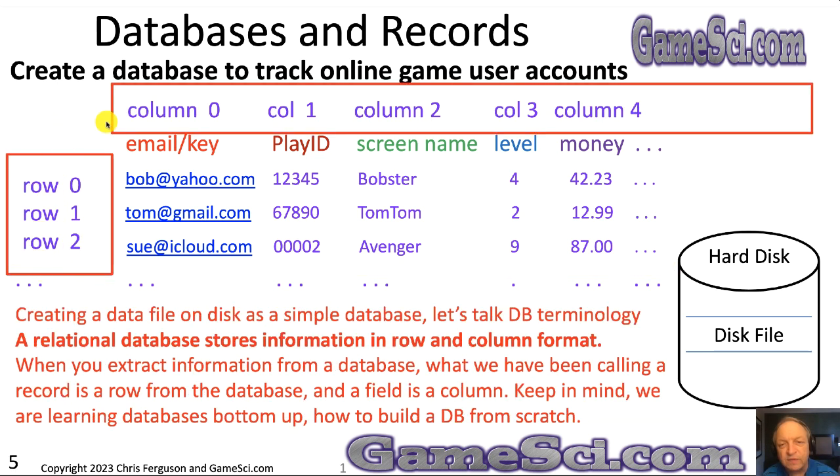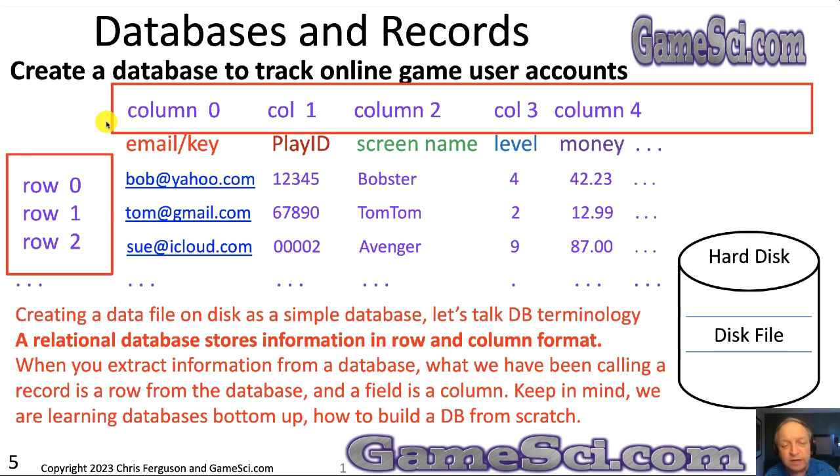Rows and columns. You've got to get familiar with the table format. Creating a data file on disk is a simple database. If you just wrote all your data out to rows and columns in a plain old text file, technically that is a database. But let's talk about DB terminology first. A relational database stores information in row and column format. When you extract information from the database, what we've been calling a record is what we call a row from the database. And a field is what we call a column in the database.